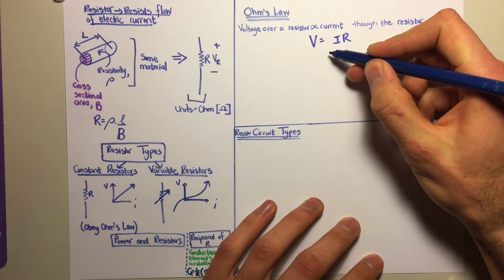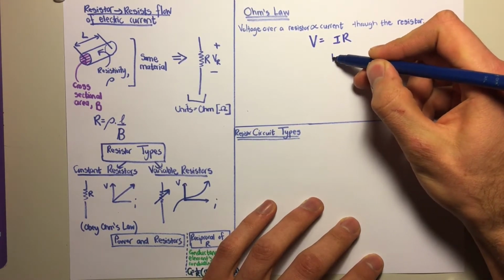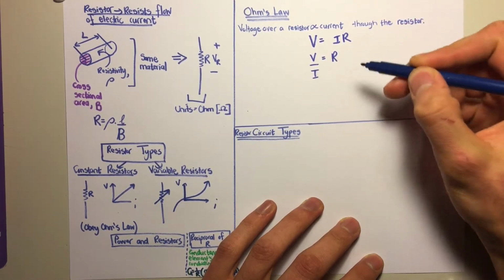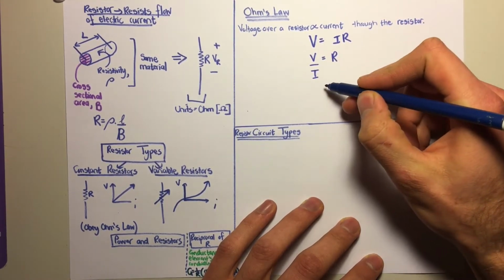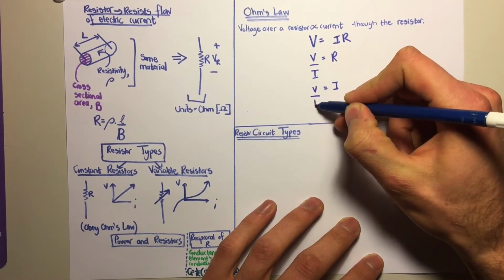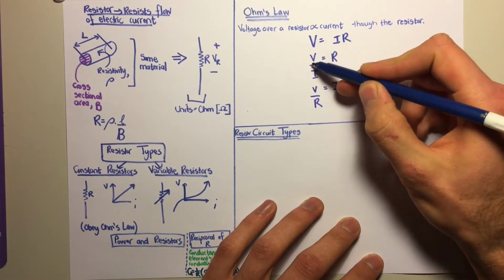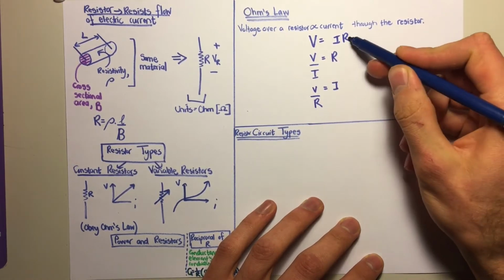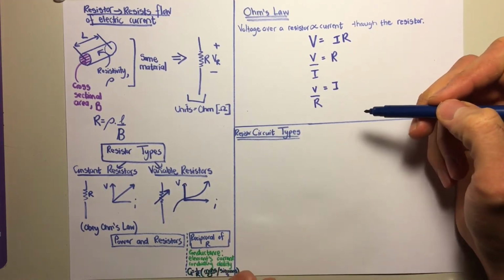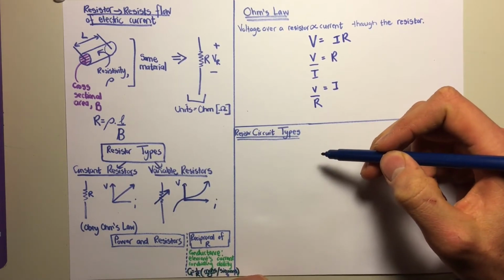Other forms for it, if you just divide through by I on both sides, you will see that R equals V over I. Or I is equal to V over R. All I'm doing is dividing by either I on both sides, like in this case, or by R on both sides, like in this case. So that's Ohm's law. Then we look at some circuit types.